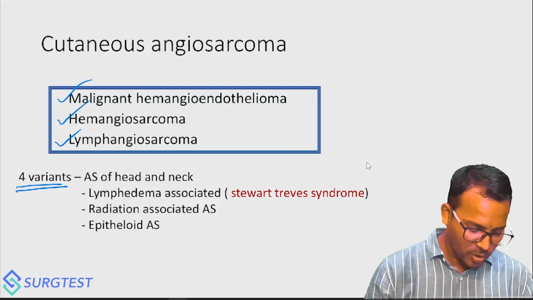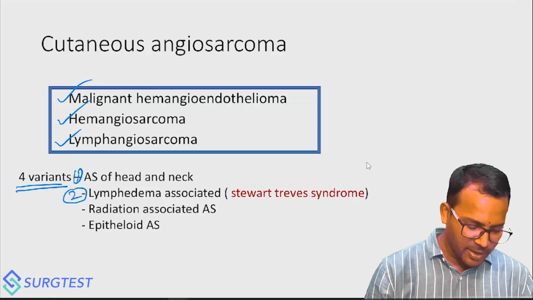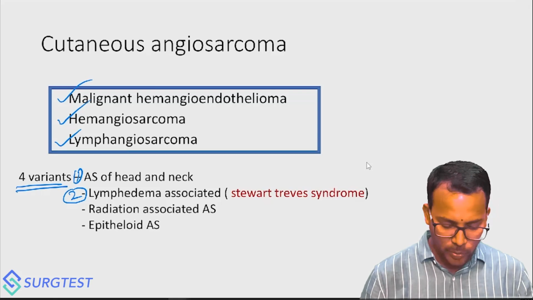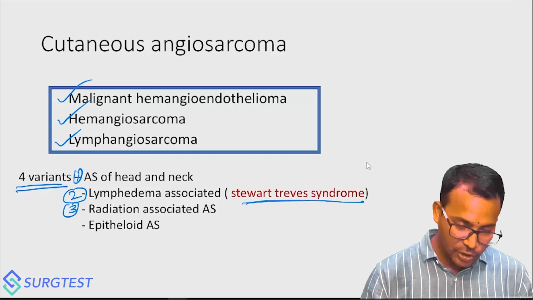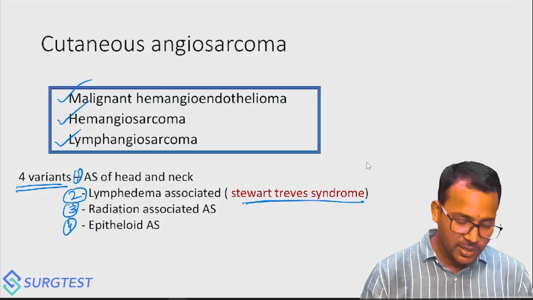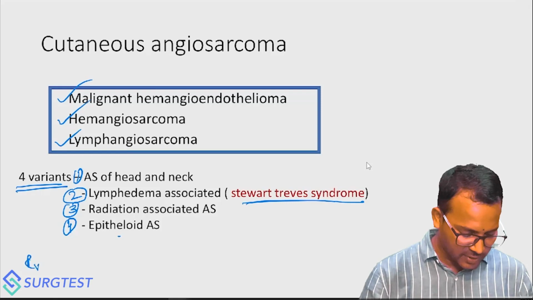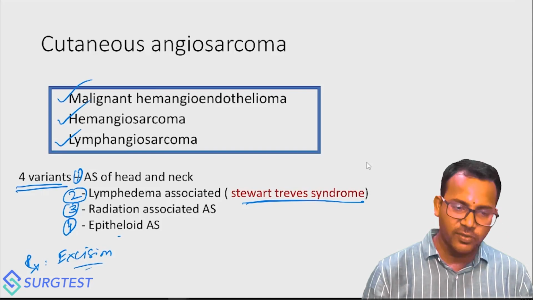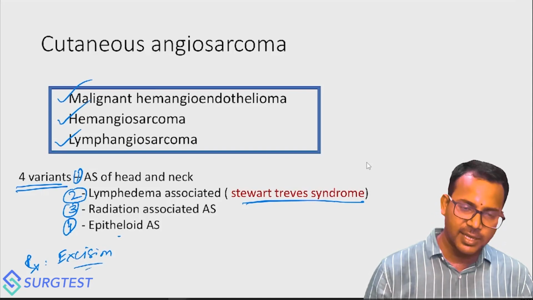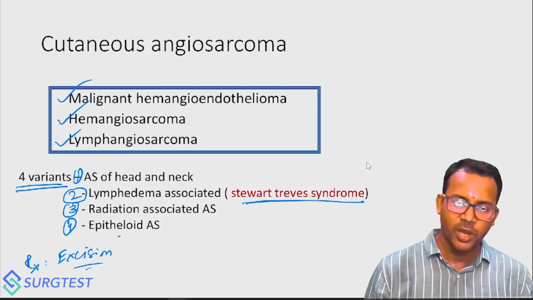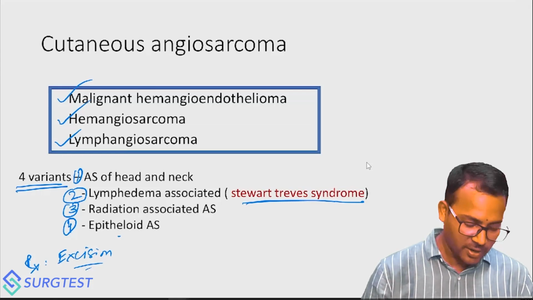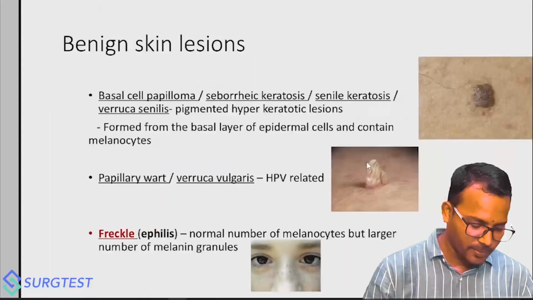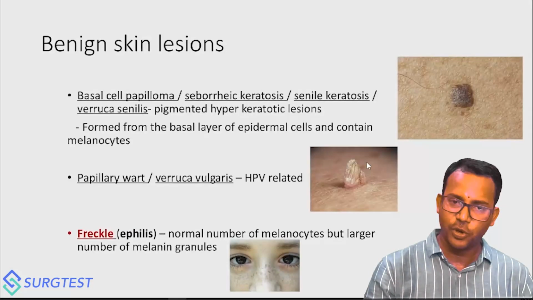You have angiosarcoma of the head and neck. You have lymphedema associated angiosarcoma, which is commonly called Stewart-Treves syndrome, you have radiation associated angiosarcoma, and you have epithelioid angiosarcoma. Okay, the treatment of this angiosarcoma is mainly excision. In most of the above mentioned 4 variants, excision is the treatment. However, sometimes post-excision you may need to give radiation also, except for radiation associated angiosarcoma. Okay, so this completes mainly your cutaneous malignancies.